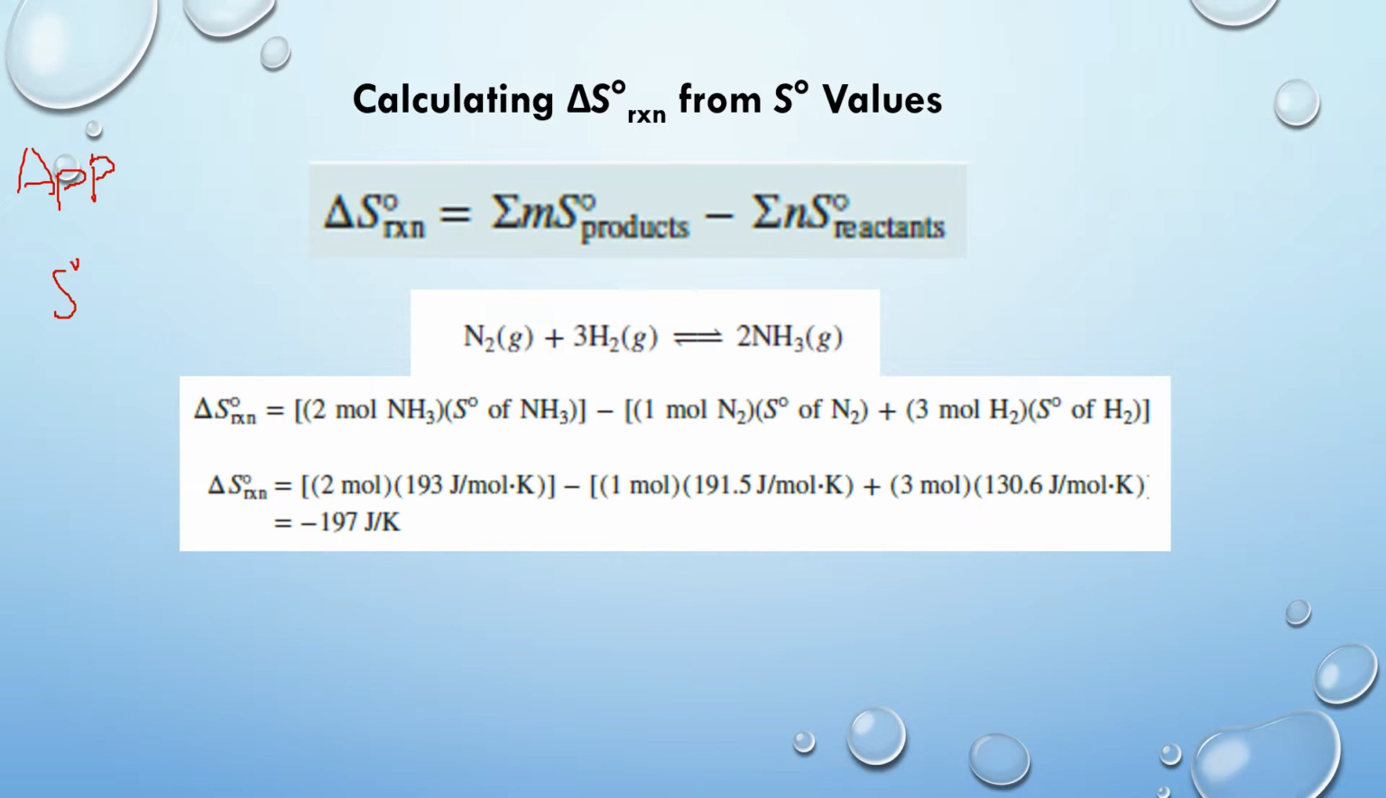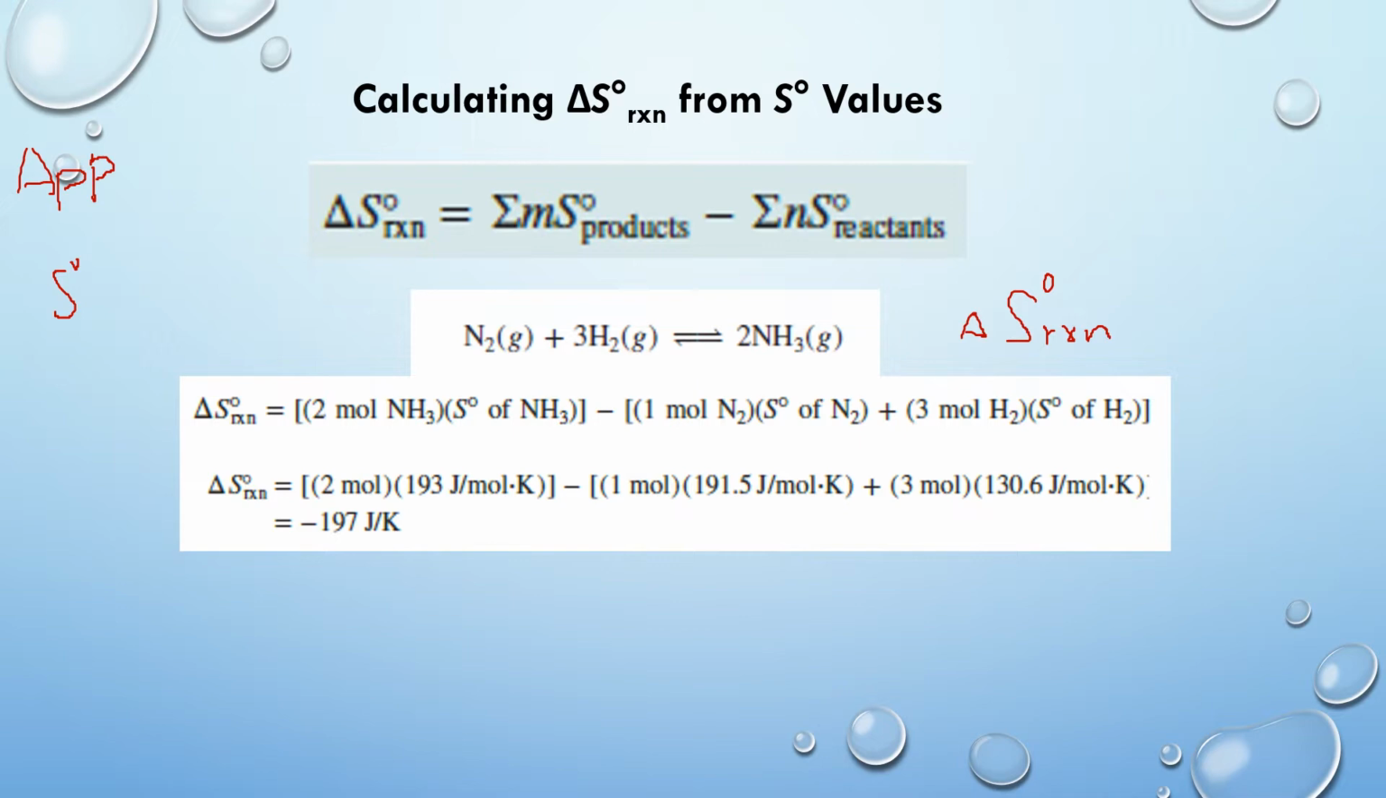In this example, we want to calculate the delta S of the reaction. The general equation is that we want to know the sum of the S naught for all your products minus the sum of the S naught of all your reactants.